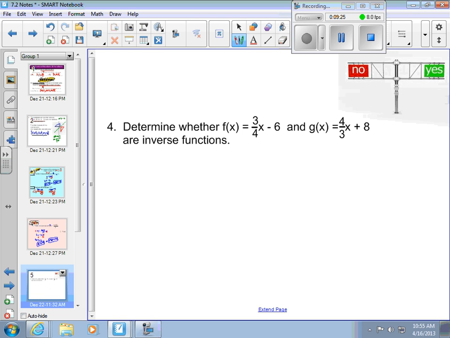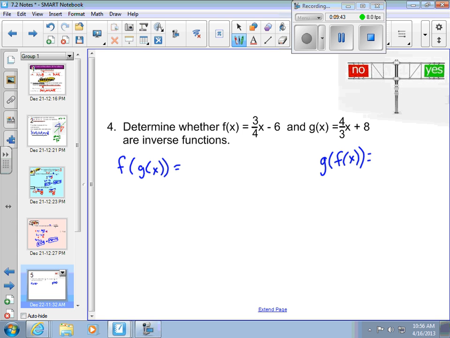We talked about composition yesterday. Composition is where you plug one function in for another function. So we're going to see what f composed with g equals. We're also going to check what g composed with f equals.